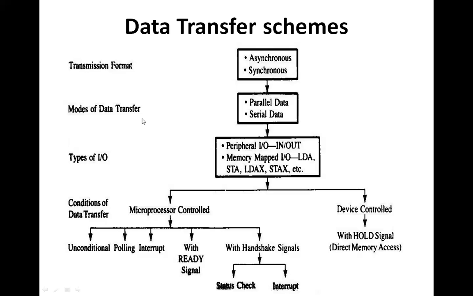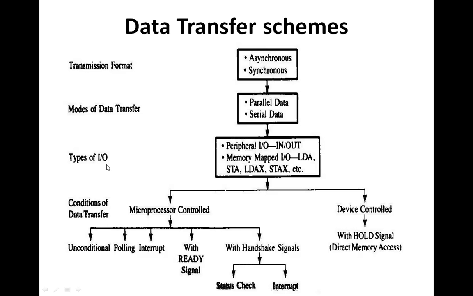Based on the modes of the data transfer, we have two categories. One is parallel data transfer and another is serial data transfer. In parallel data transfer, 8 bits of the data are transferred at a time. In serial data transfer, only 1 bit is transferred at a time.